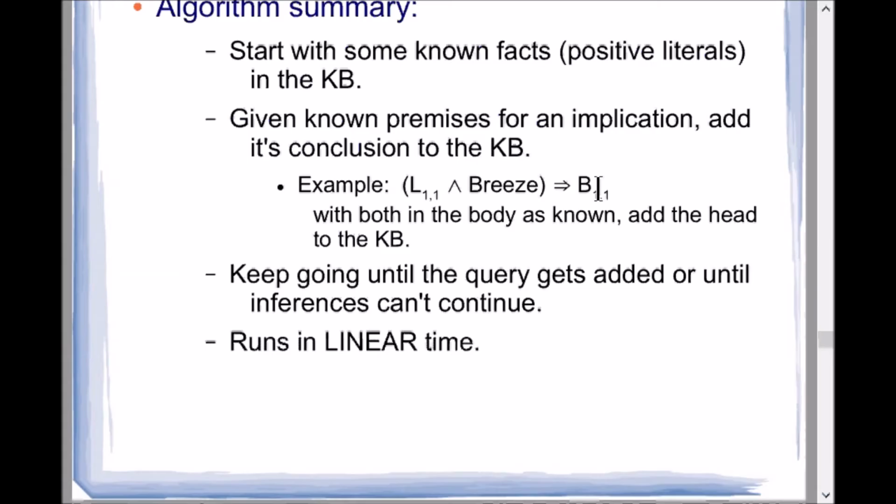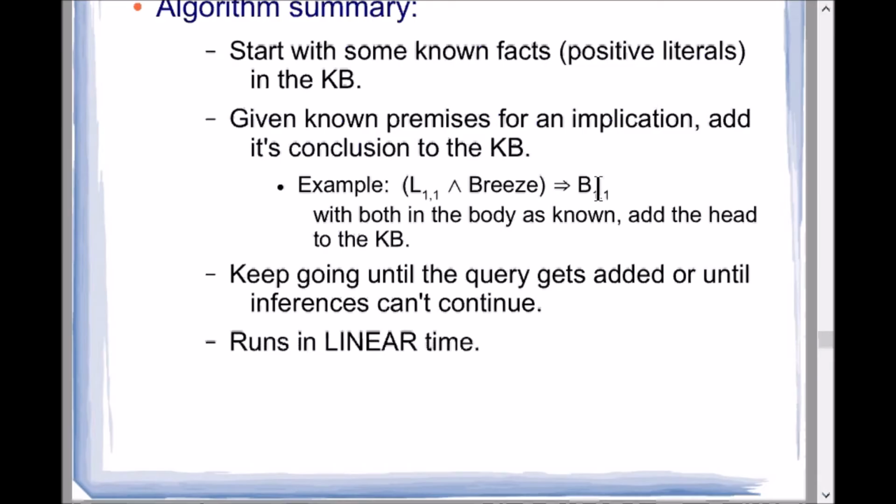So L11 might be a fact that's already in the knowledge base, breeze a fact that's already in the knowledge base. You have this implication, right? L11 and breeze imply B11. If L11 and breeze are both true, and you know that those things exist, then you can go ahead and add B11. You can add that head to your knowledge base. So the knowledge base grows.